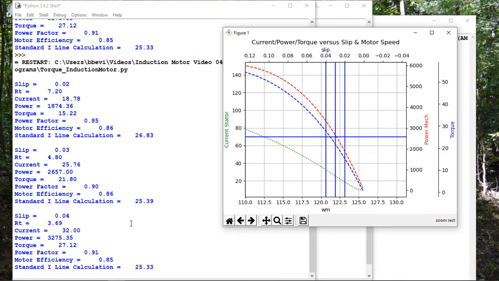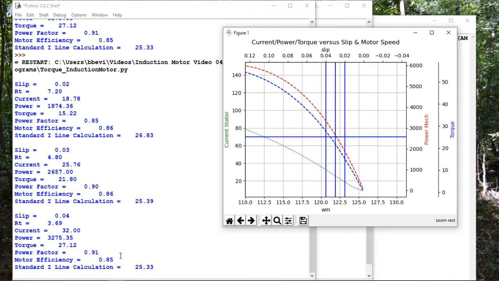Okay. Now look what happens when we go up to a slip of 0.04. Then this has gone down. The current now is about 32 amps. Torque has gone up to 27. Power factor a little bit higher. Motor efficiency about the same. But notice here the standard I-line calculation is less than what our model predicted.